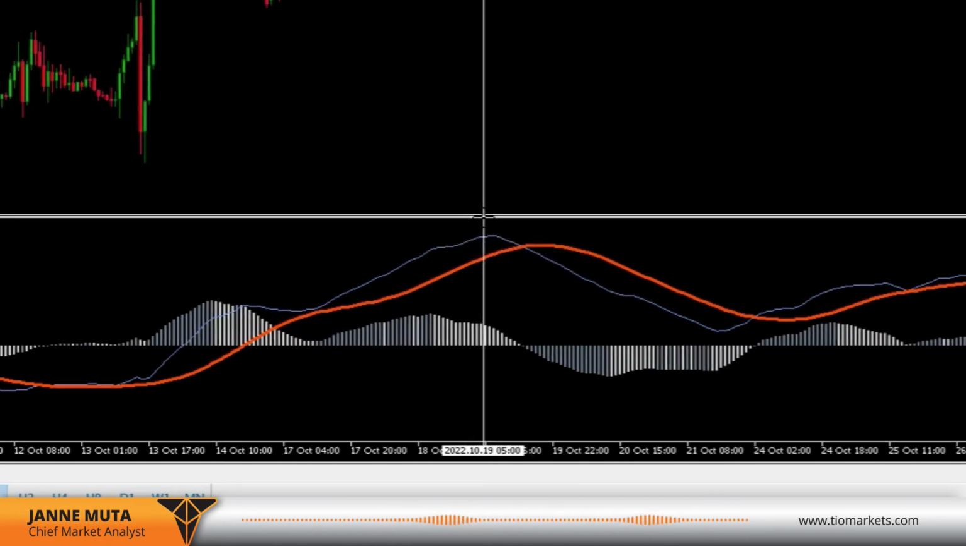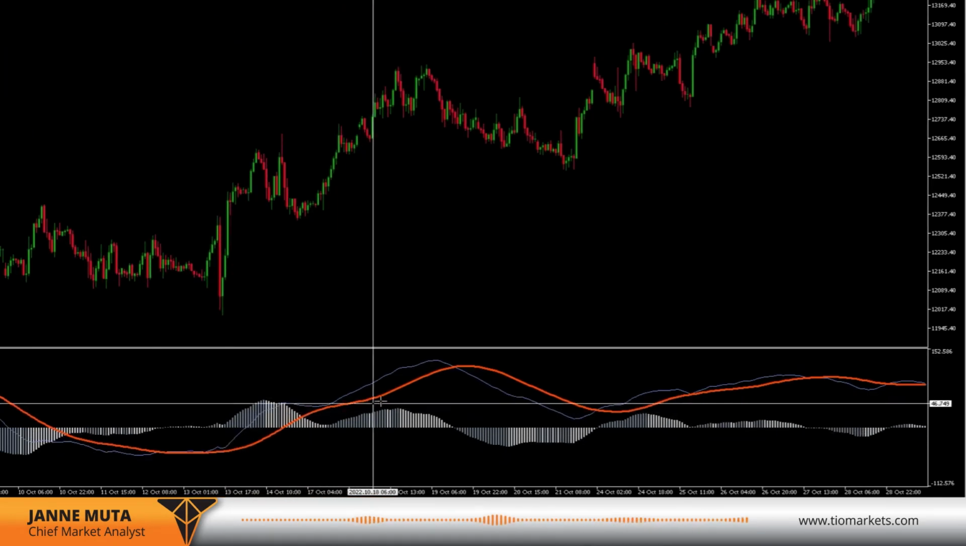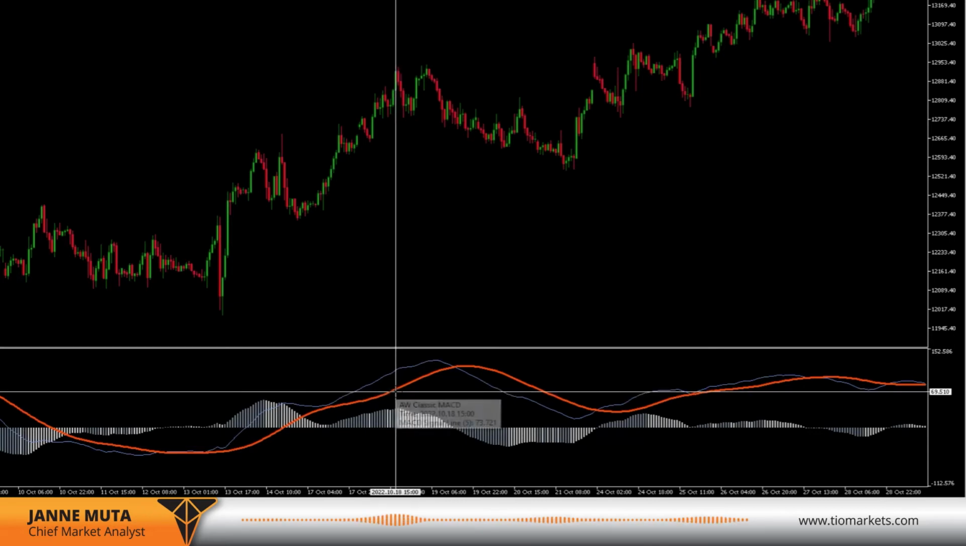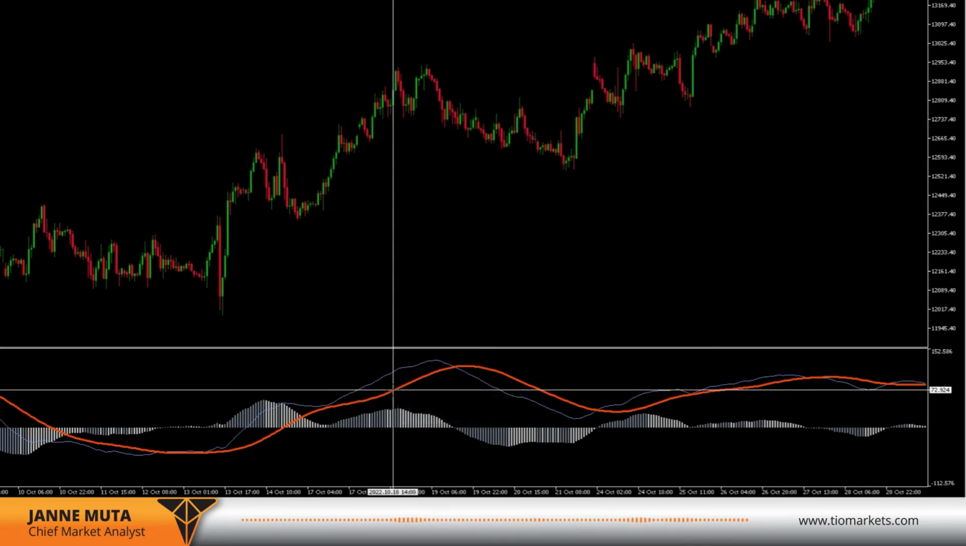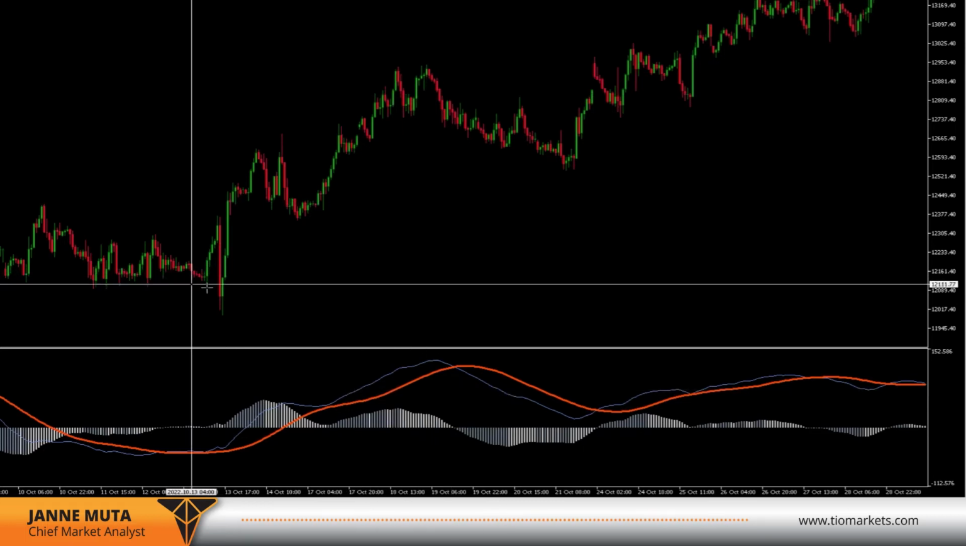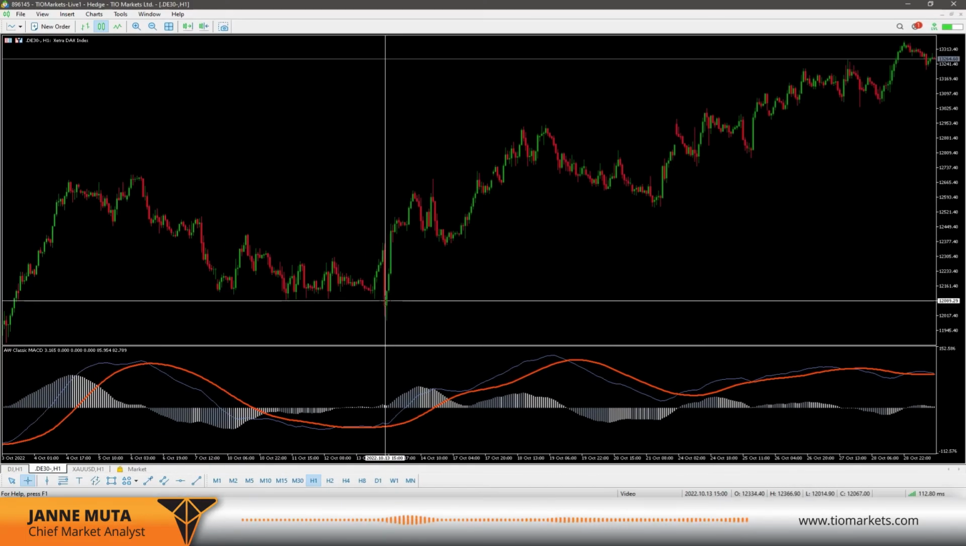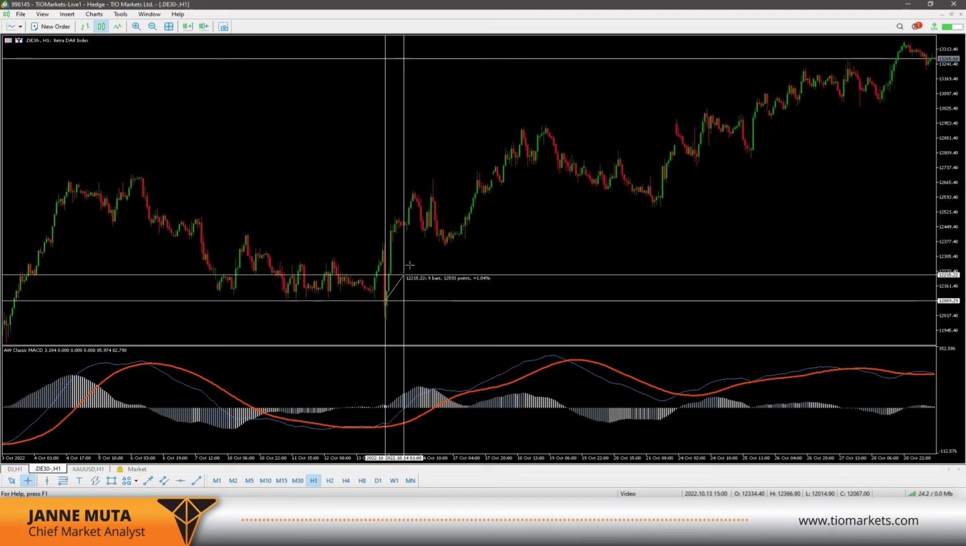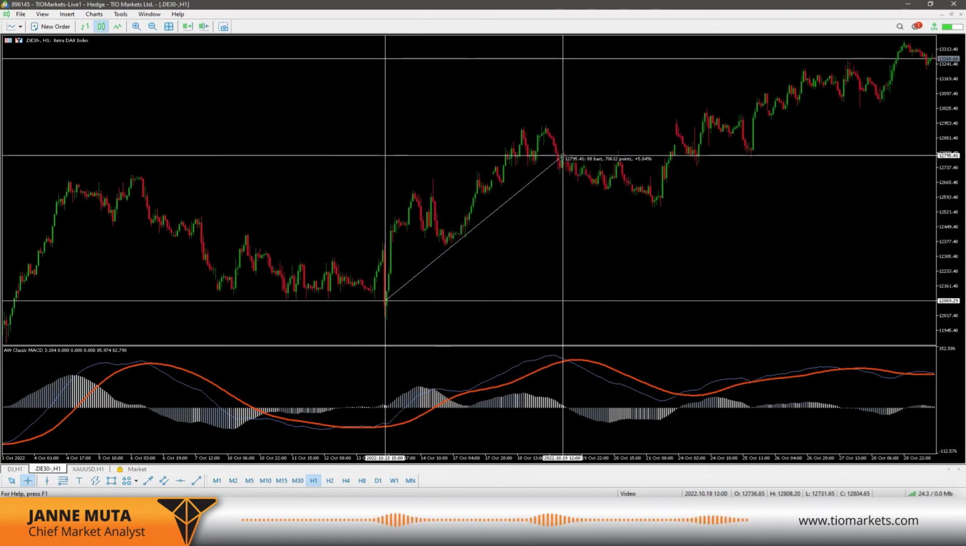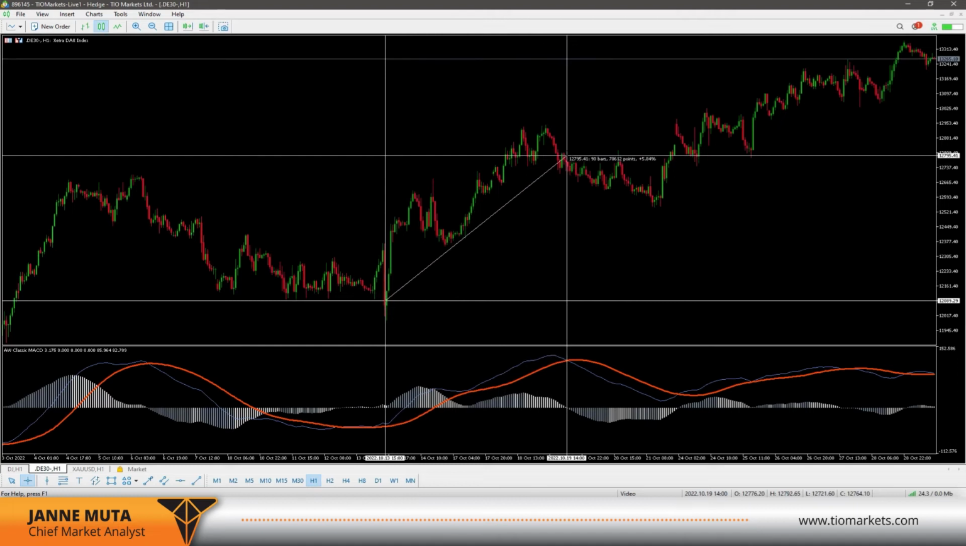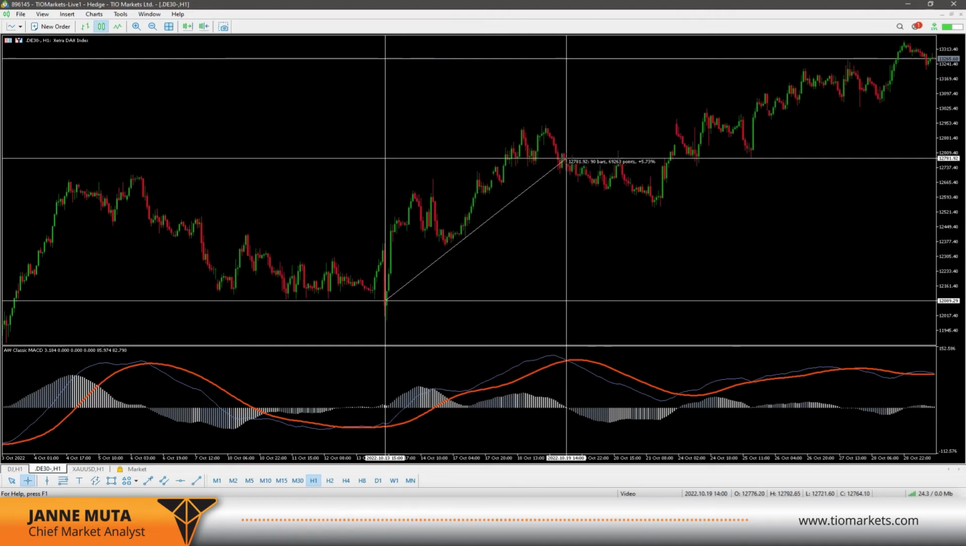But when we have this setup where the blue line is above the red line, then we have a trend indication in this market. So from this point onwards to this point up here, DAX is in this time frame, the hourly time frame, trending higher.